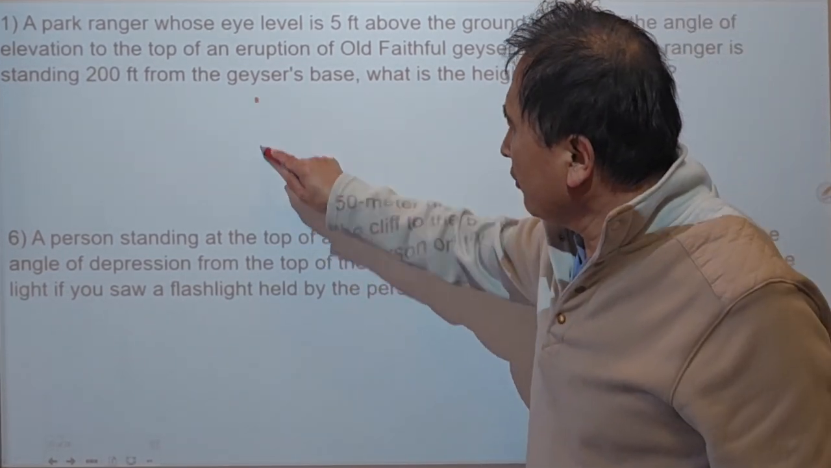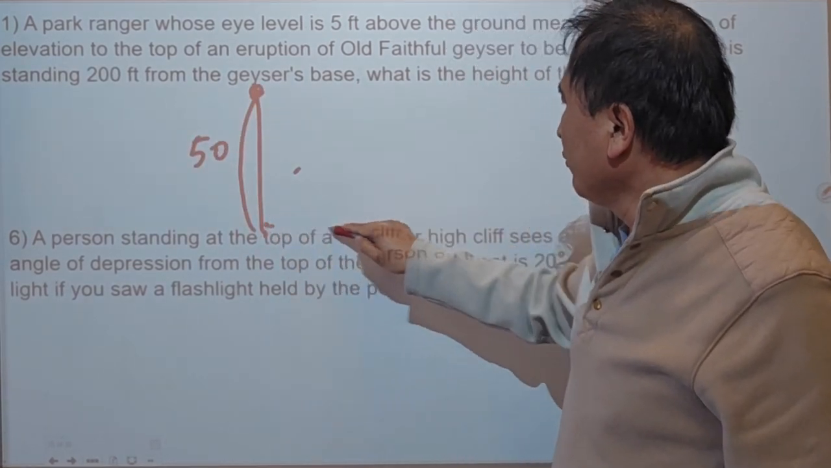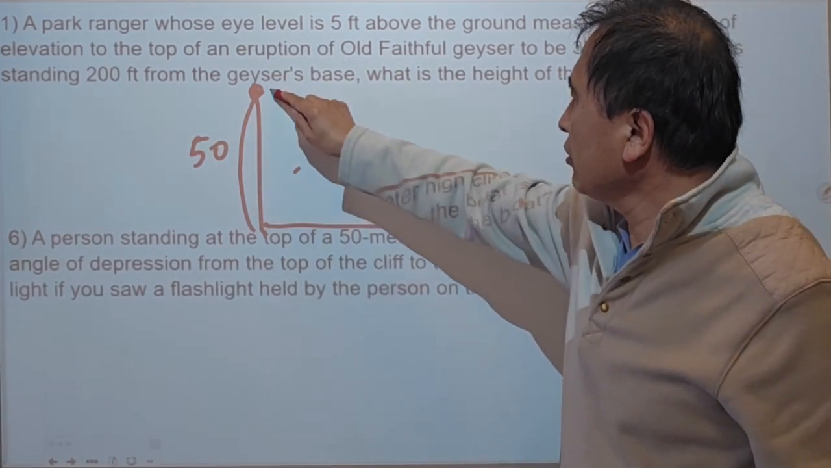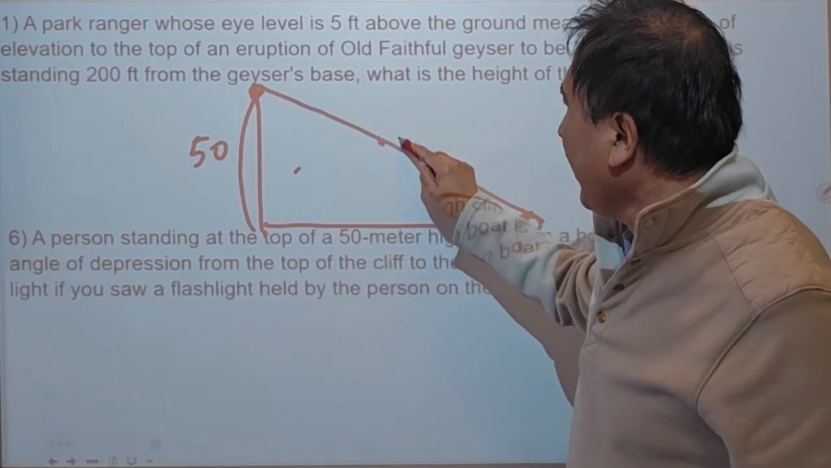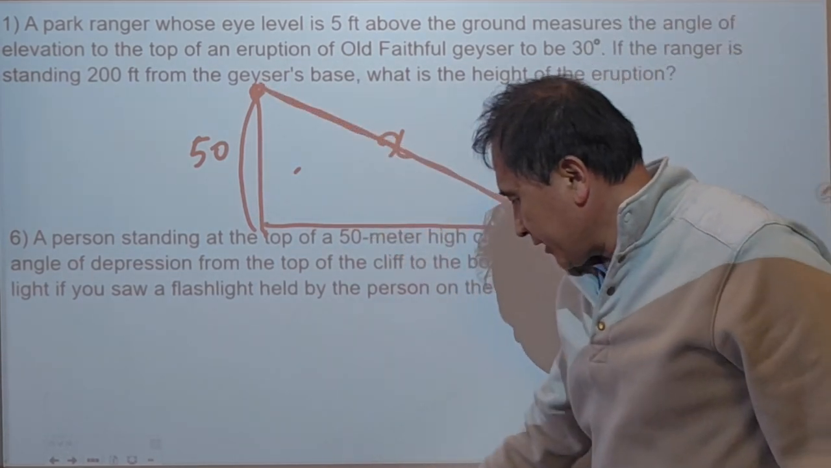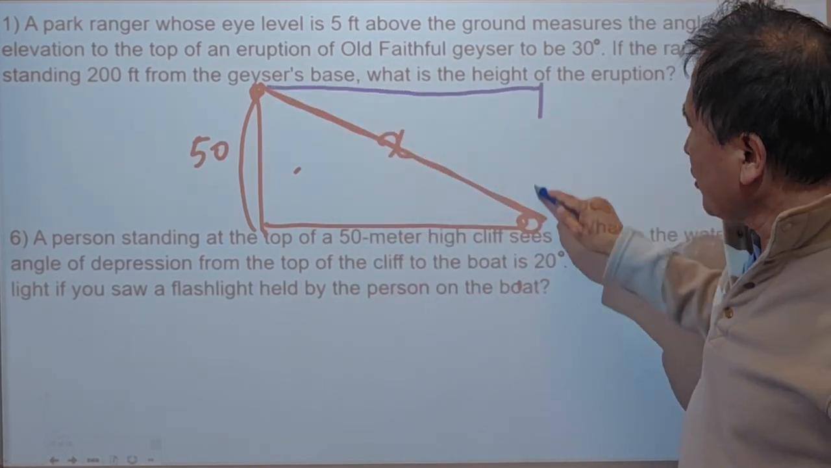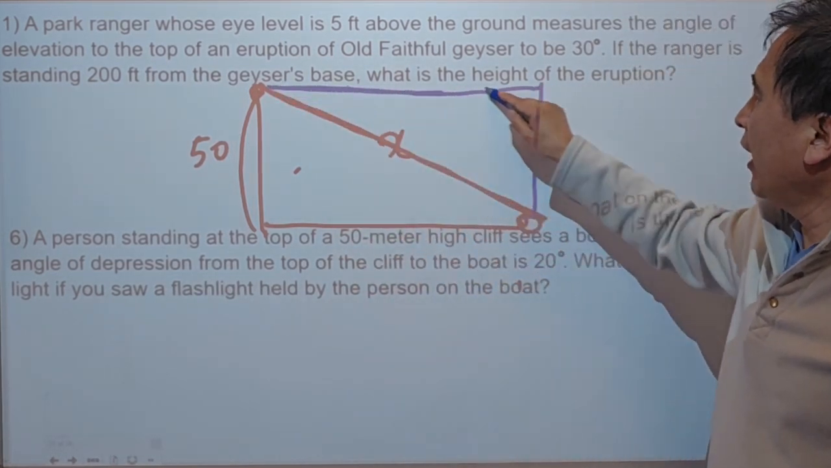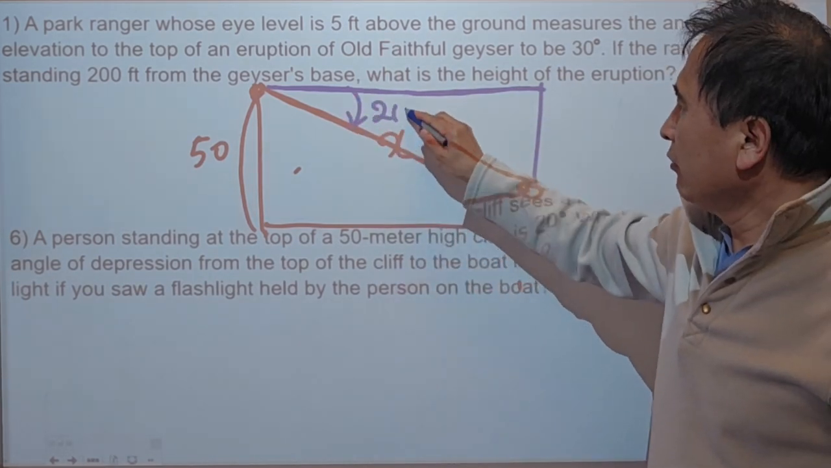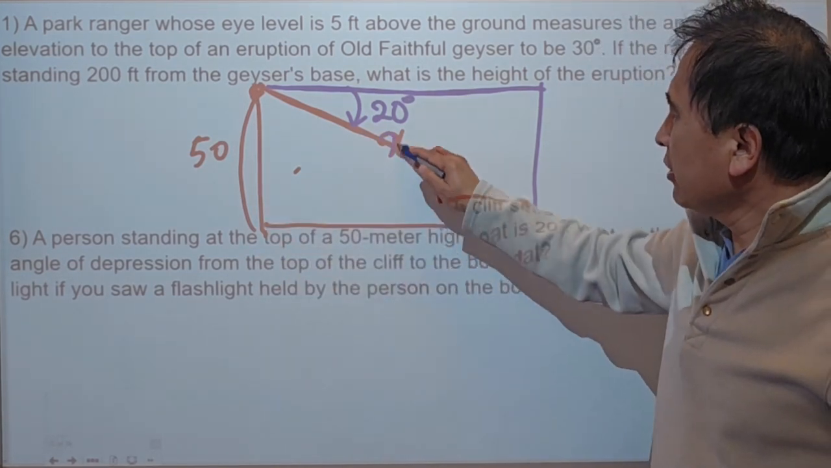So now let's draw. This is a 50, and a person is standing right here. And you're on the boat right here, and you see that light. They're asking for this length, right? The flashlight goes that way, so that's what they're asking. But first you need to find the angle of depression. Angle of depression means from the horizontal line, eye level, going down. This is 20 degrees, right? And then it's a 50, and they're asking for this x.